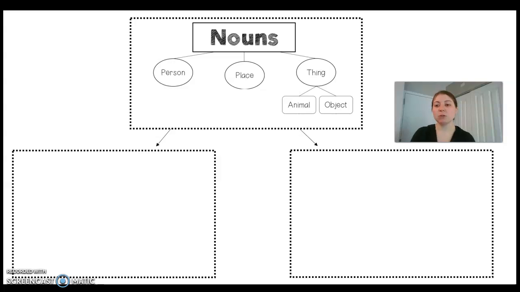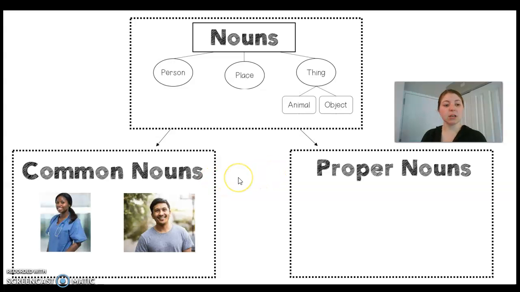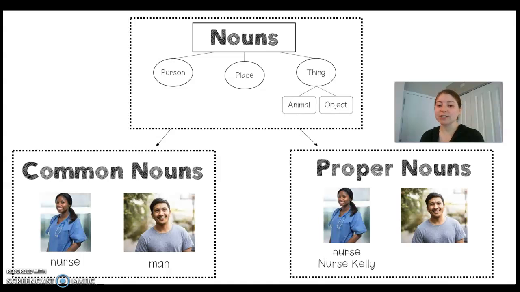So adjectives we know describe nouns. Now let's think, what have we talked about and know about nouns? We know nouns can be people, places, things, animals, or objects. We've talked about common nouns and proper nouns. Common nouns are these examples. This is a nurse, this is a man. Now, proper nouns let us be more specific. This isn't just a nurse, it's Nurse Kelly. This isn't just a man, his name is Billy.